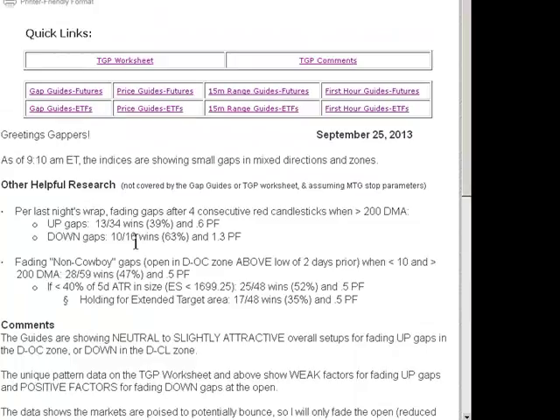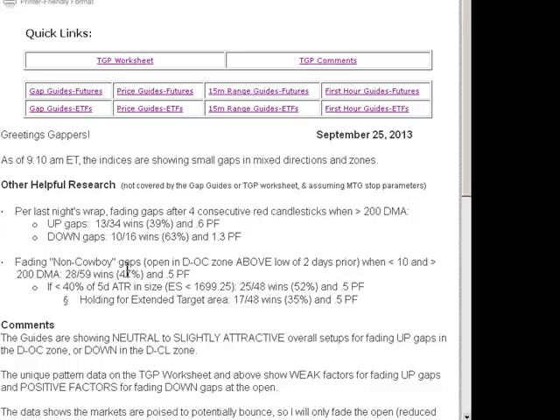As I showed in last night's video, the data was definitely stacked to the long side there. That was after 4 consecutive red candlesticks. I misspoke. What I just showed you was 5 consecutive lower daily highs. Similar concept though, right? And you see it was stacked favoring the long side, fading non-cowboy gaps.